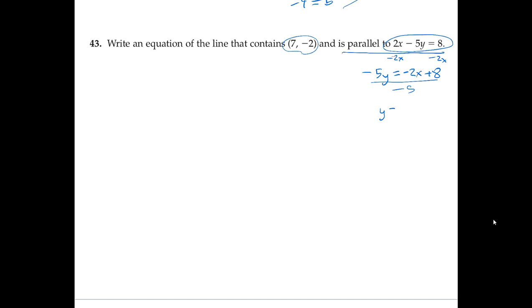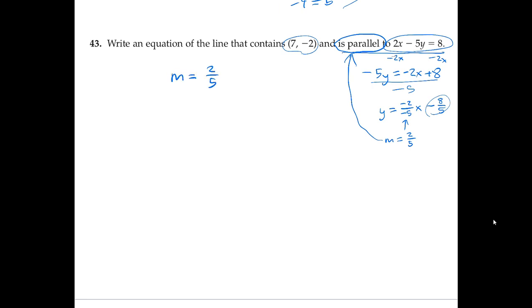And so we get y equals negative 2 over negative 5, which of course is positive, but I'll leave it for now, minus 8/5. Now that looks scary, but we don't even care about the y-intercept here. All we care about is the slope. So m equals 2/5, right? Negative divided by negative is positive. And ours is parallel, so we know our slope is 2/5.